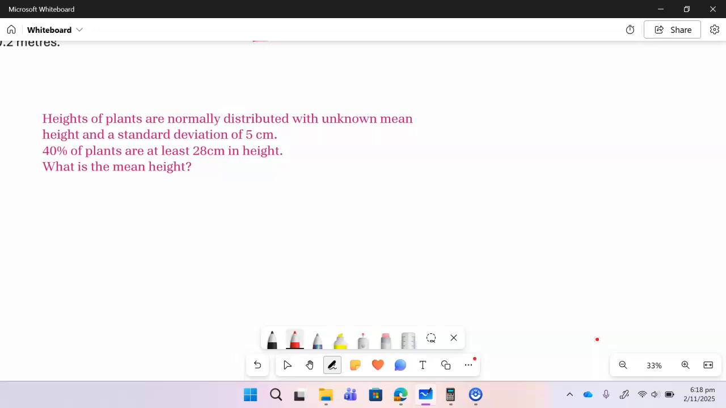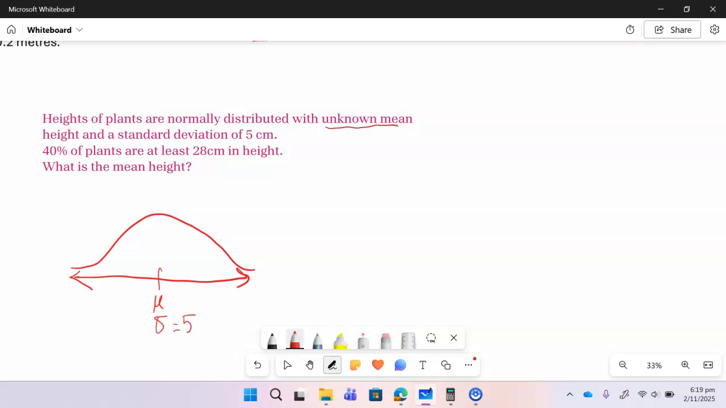Okay, so heights of plants normally distributed with an unknown mean, so we know that we don't know the mean. We only know the standard deviation and 40%, so that's the area, and we know the x value. So what would this look like on a normal distribution curve? I'm sorry for my crappy normal distribution curves, but they're meant to be more symmetrical. We don't know what the mean is. We do know what the standard deviation is.